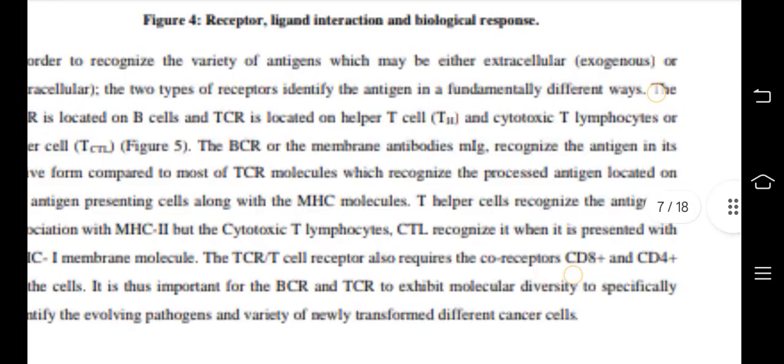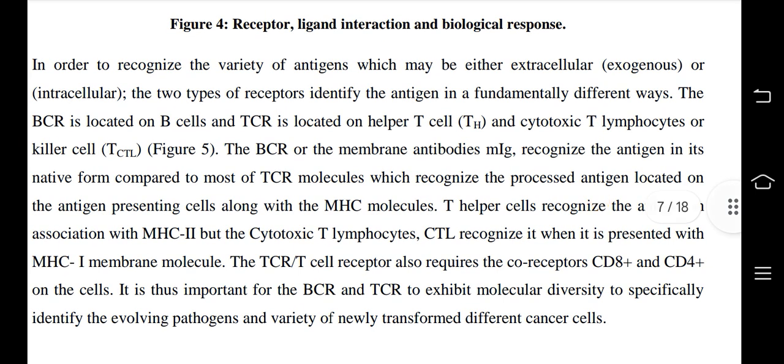In order to recognize the variety of antigens, which may be either extracellular, exogenous or intracellular, the two types of receptors identify the antigen in fundamentally different ways. The BCR is located on B cells and the TCR is located on the helper T cells, TH cells, and cytotoxic T lymphocytes or killer cells, the CTL.